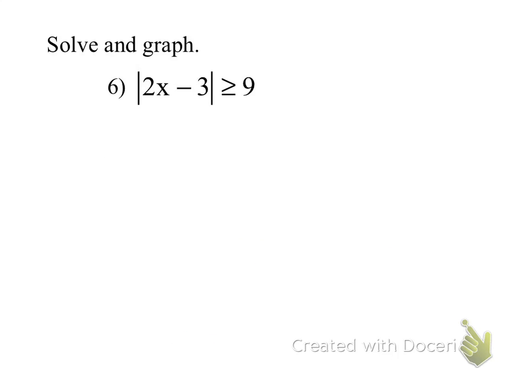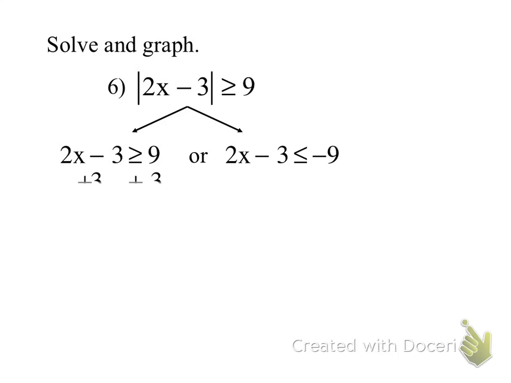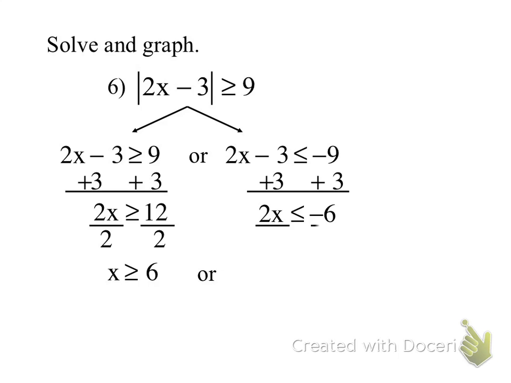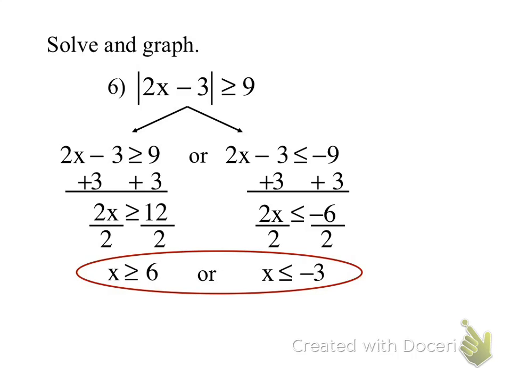All right. So next problem. You guys want to try that one on your own? Okay, let's try it. Branch it out. Pause the recording. Okay, let's check our work. Hopefully you branched it out. Add 3 to both sides. And we should be left with x is greater than or equal to 6, or when I graph it, it should be in 2 different directions.